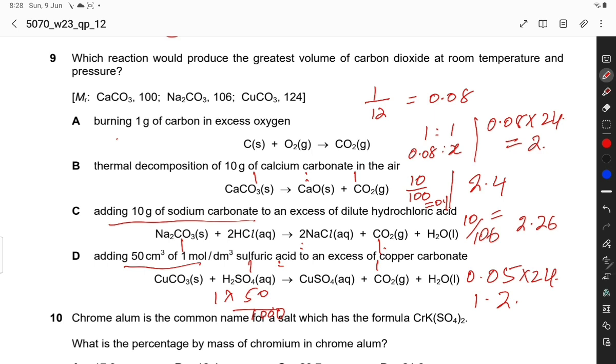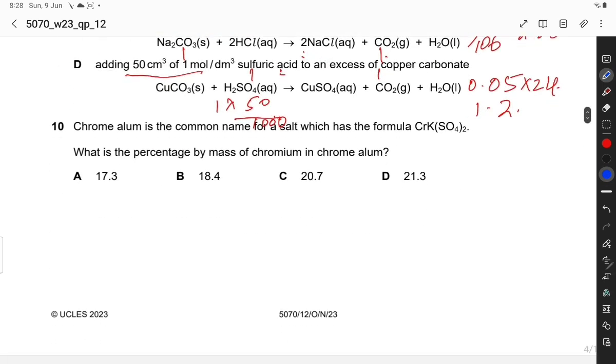So B option is correct option because it is 2.4 dm cube.